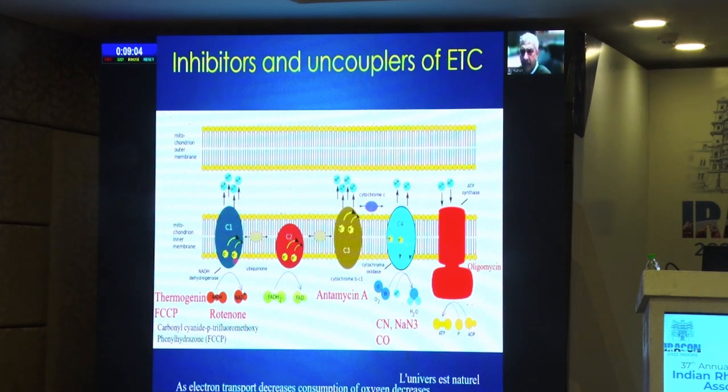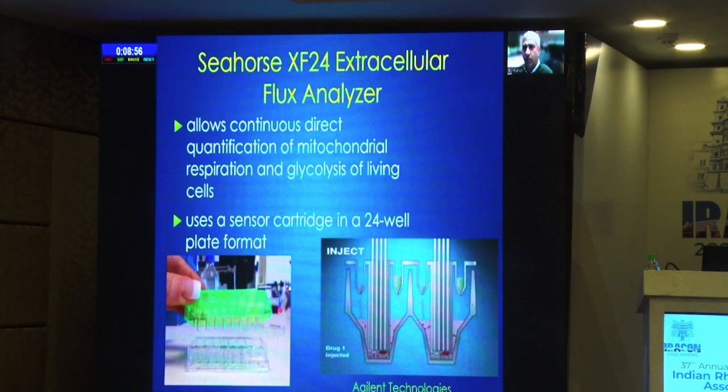So the electron transport chain, the function of each of these complexes, and the function of these inhibitors can be studied really well with the use of the Seahorse extracellular flux analyzer. This machine allows a continuous direct quantification of mitochondrial respiration and glycolysis of living cells. This machine uses a sensor cartridge in a 24-well plate format. This is a sensor in the cartridge.